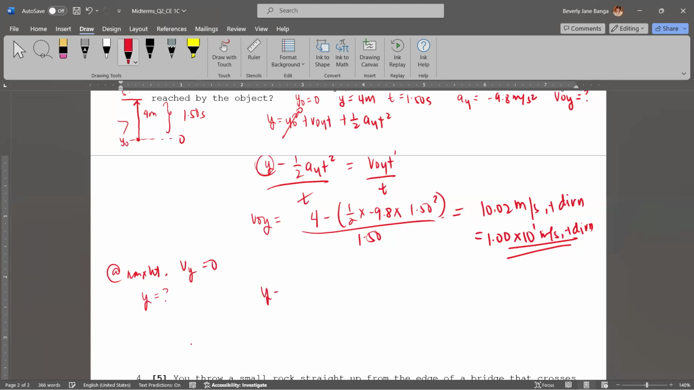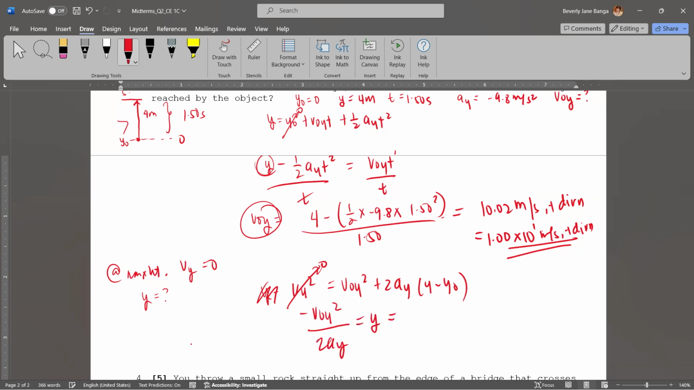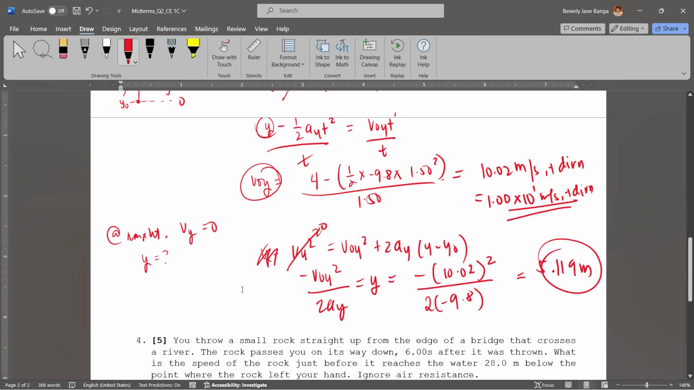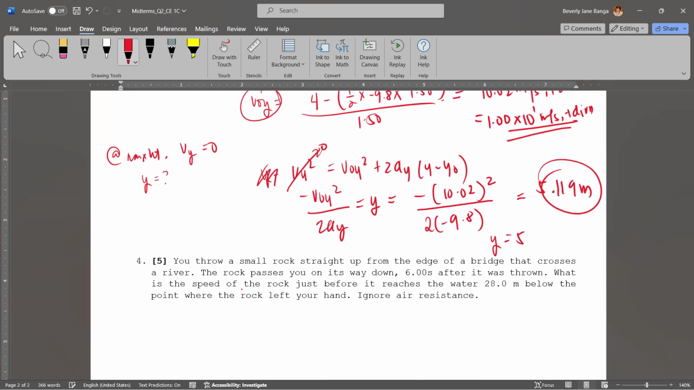So that is Vy squared is equal to Voy squared plus 2ay times y minus y naught. Since Vy here is 0, you have Voy, so you simply have negative Voy squared over 2ay is simply y. So this is negative 10 squared over 2 times negative 9.8. This will give us 5.119 meters, or y is simply 5.12 times 10 raised to 0 meters.